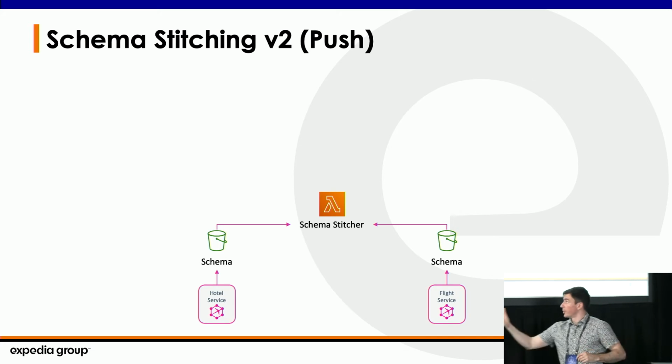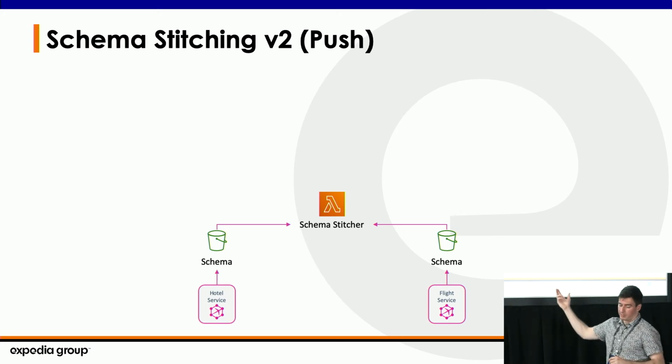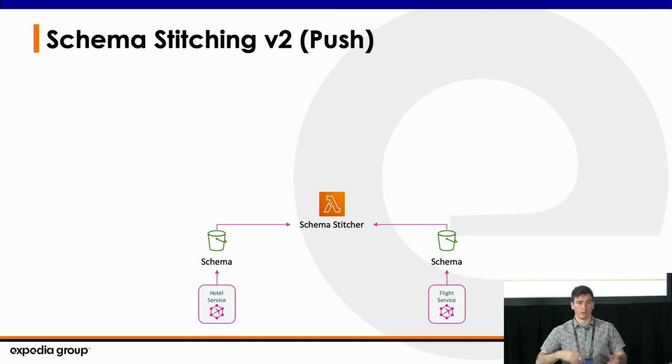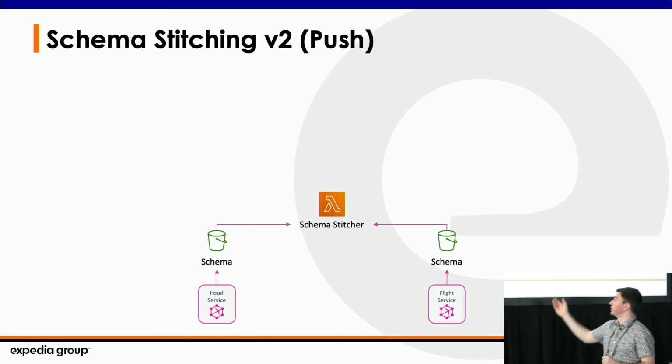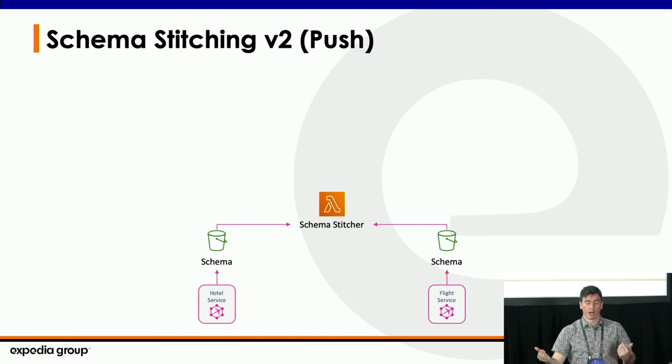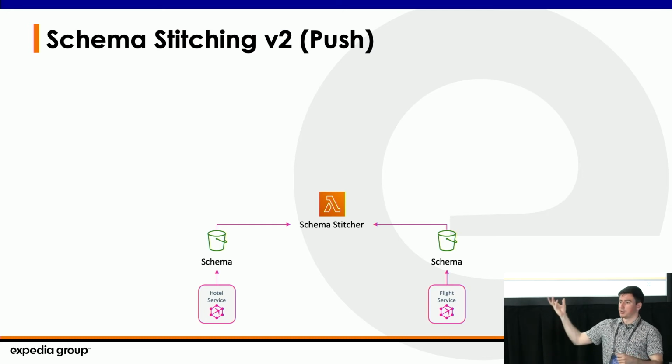So let's say we have the flight service here. They make a change. We do our checks on the change, and let's say it gets merged in. So what happens is that schema actually gets generated at build time before the app is deployed, and we push that up to an S3 bucket, so it's just somewhere it's stored.